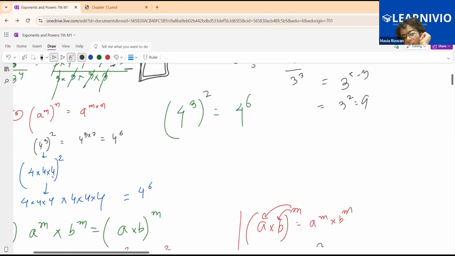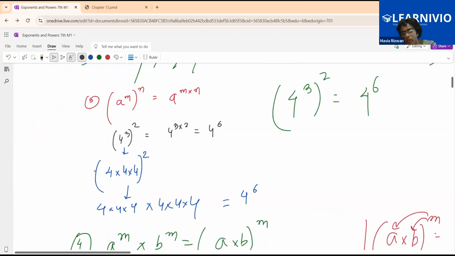I'll give you the explanation. 4 raised to the power 3, I can write as 4 into 4 into 4, whole raised to the power 2. This means that this whole thing is multiplied with itself. So 4 into 4 into 4 multiplied by 4 into 4 into 4. Eventually, if you count 1, 2, 3, 4, 5, 6, this is 4 raised to the power 6. So we have found the shortcut trick to multiply.